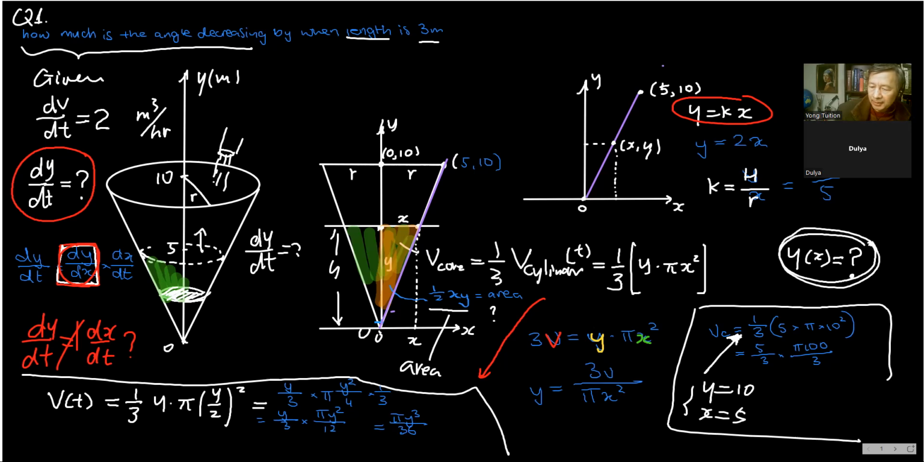Maybe let's go to next page. So from previous page, we got this formula. So when you solve this type of problem, you need to find the formula first, right? Which is pi 36 y cubed. Okay. What can you do next?